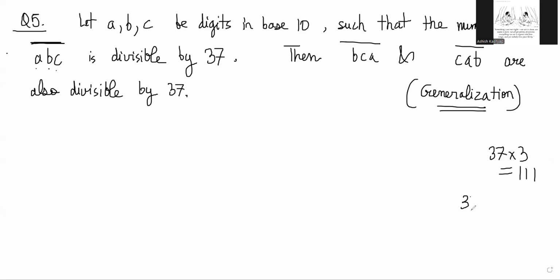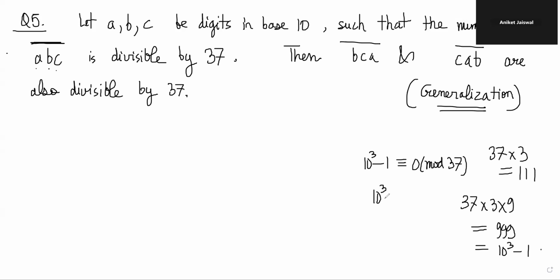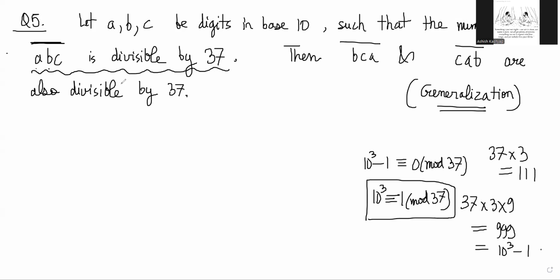And therefore, 37 into 3 into 9 will be 999. That will be 10 cube minus 1. So you are getting 10 cube minus 1 is congruent to 0 mod 37. 10 cube is 1 mod 37. The question has said that this number is divisible by 37. So technically what they have said is 100A plus 10B plus C is congruent to 0 mod 37.